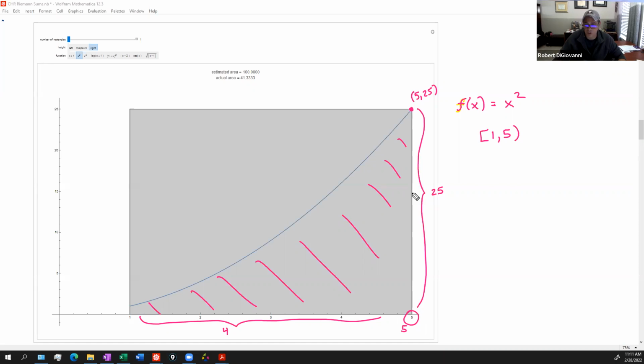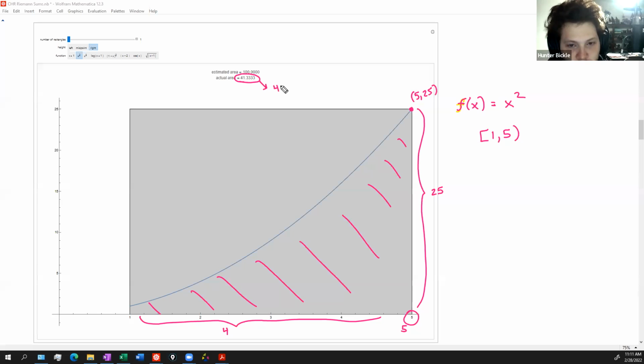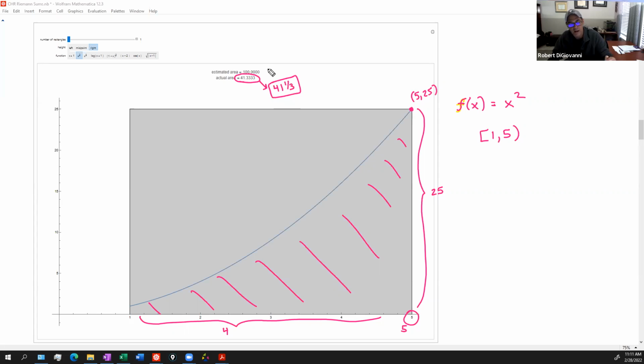And that would be a really poor estimate, wouldn't it? Because it's the area of this whole thing, and all I want is the area of this. I have the computer calculating the true area for us. Now, don't ask where that's coming from right now, but the true area is 41 1/3. That is the true area. And our estimate here is 100, and that's pretty bad.